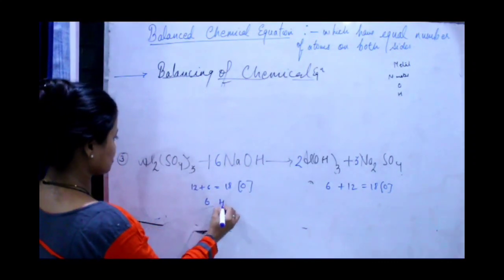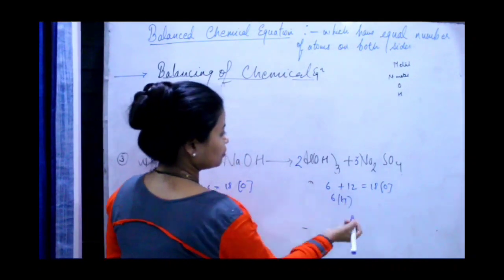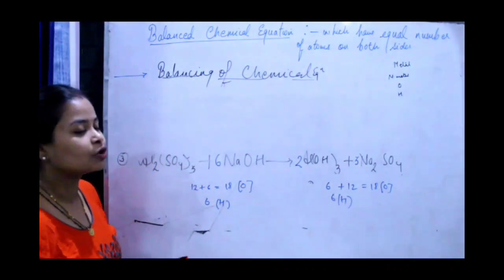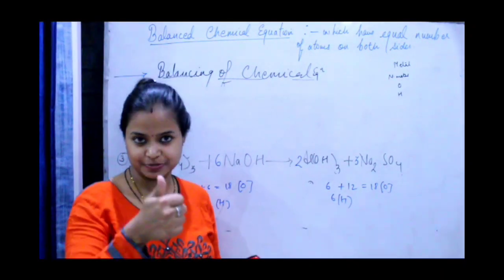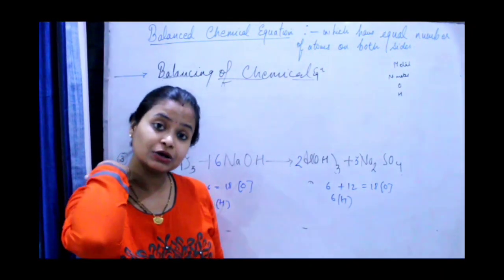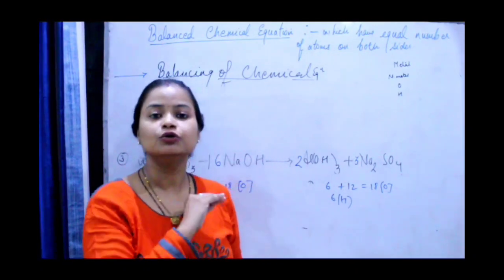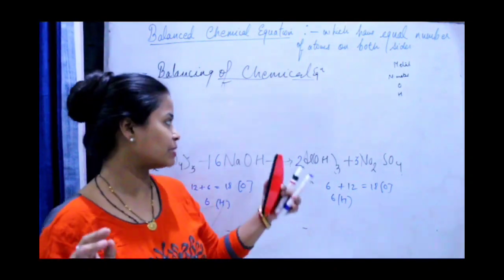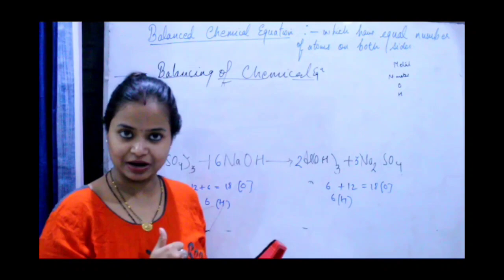6H. Here 3 2s are 6. Yeah, 6H. Okay. So by using this alternative method also you can balance the equation. That is, you first of all balance metal, then non-metal other than oxygen and hydrogen, and then oxygen and hydrogen. You can balance any type of equation by using this particular method. Okay, either this or hit and try method.